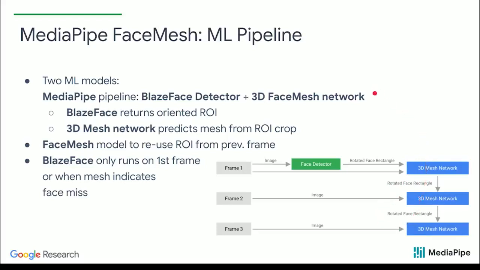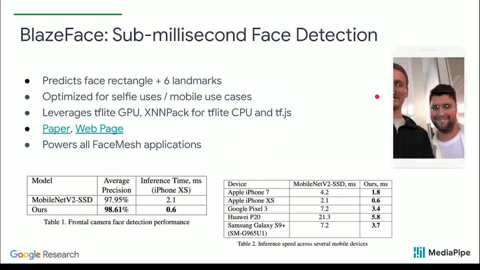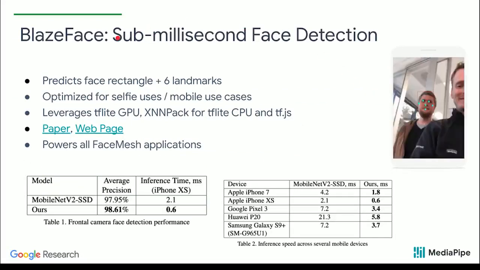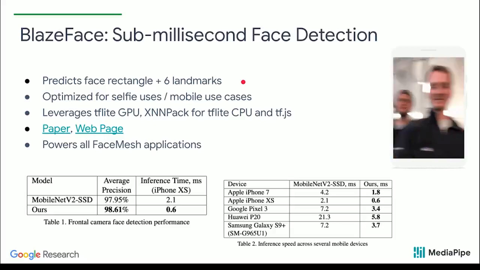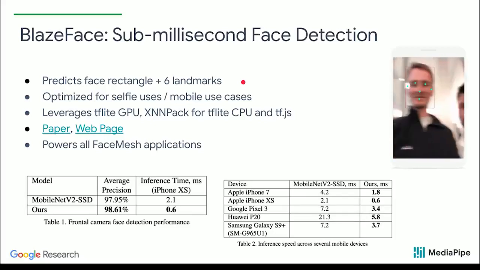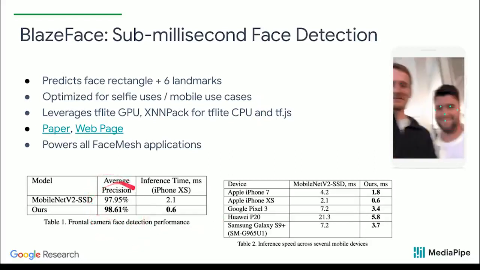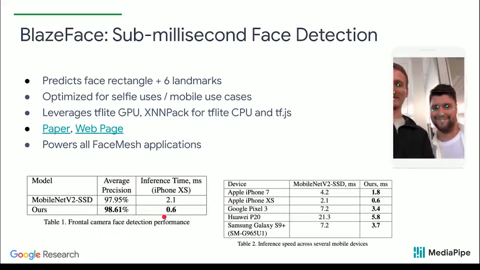So as I said, in some frames, we need to run two models. So our face detector needs to be fast, indeed, blazingly fast. BlazeFace computes some landmarks that yield an oriented region of interest for the FaceMesh and is optimized for selfie use cases on mobile phones. When compared to a state-of-the-art face detector, you can see that BlazeFace is just as accurate, but roughly 4 times faster.